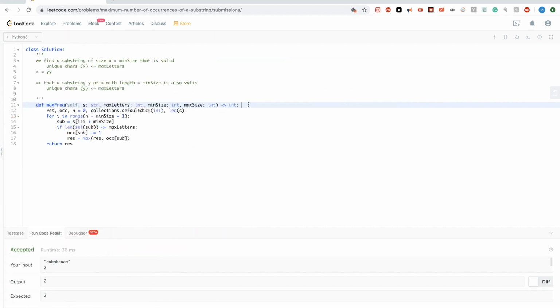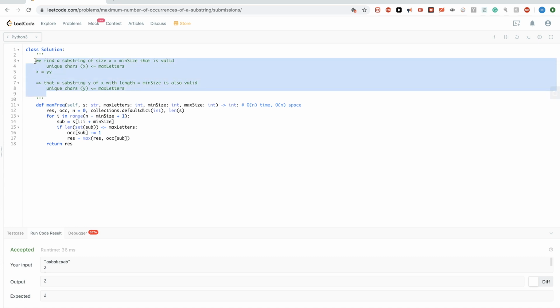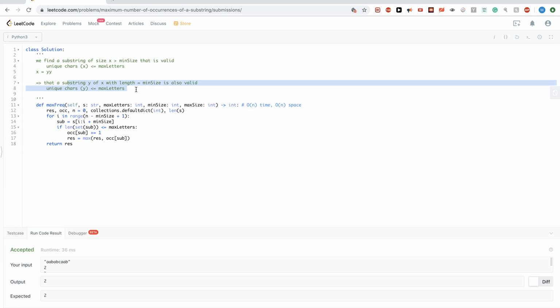And in terms of time complexity, this one is actually just O of n time, right? And in terms of space, it's still O of n space, but it's a lot faster. And this is just by noticing that we actually only need to check the substrings of size min size, right? Yeah, so that's it for this problem.